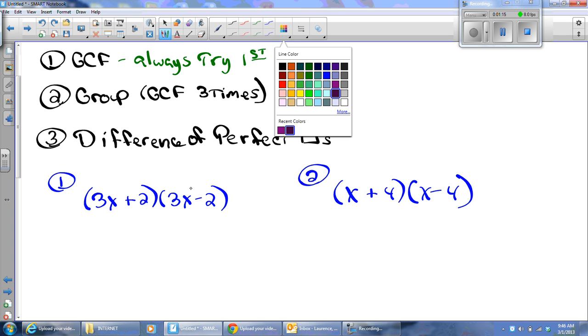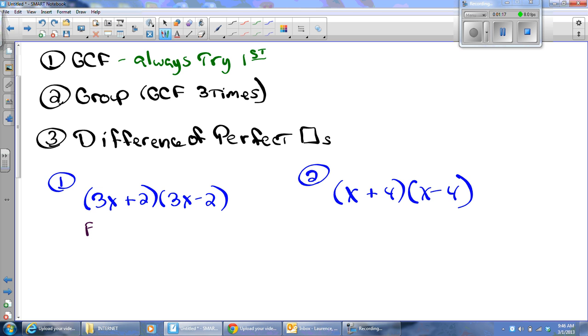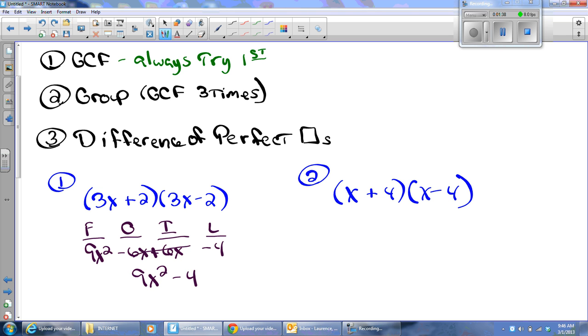And let's FOIL this. I'm going to do my firsts, and I'm going to get 9x squared, right? I'm going to do my outers and get a negative 6x. Then I'm going to do my inners and get a positive 6x. Make sure to put that sign in. And then I'm going to do my last, and I'm going to get a negative 4. Now, these here are going to cancel out, and I'm going to be left with 9x squared minus 4, right?